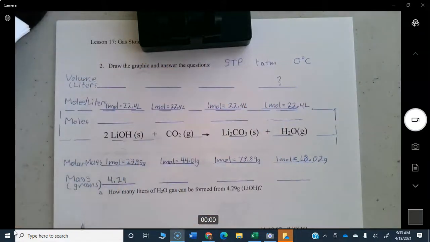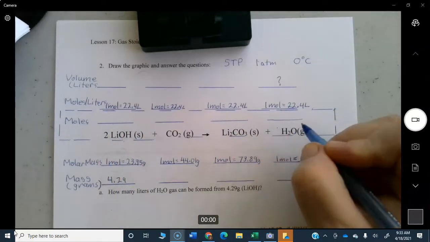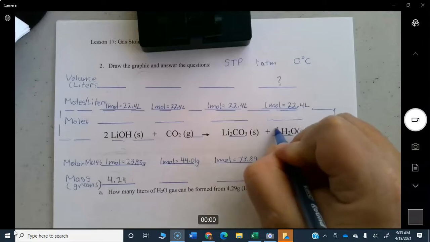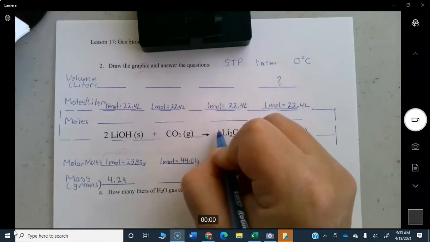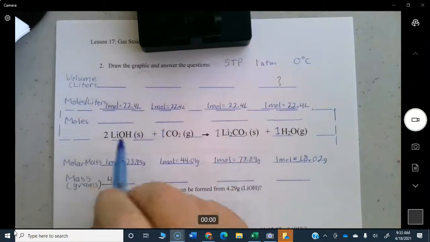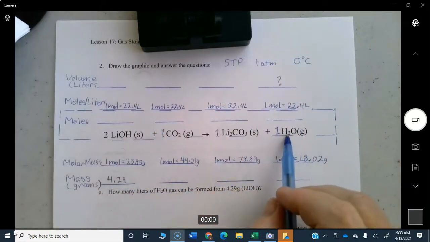All right, there it is. So there's the box. Everything inside this dashed line is in moles. We're going to convert from grams to moles, then use this relationship, 2 LiOH equals 1 H2O. Let's write the coefficients in front of that. It's a 1 there, a 1 there, and a 1 there. So 2 LiOH equals 1 H2O, that's in moles.